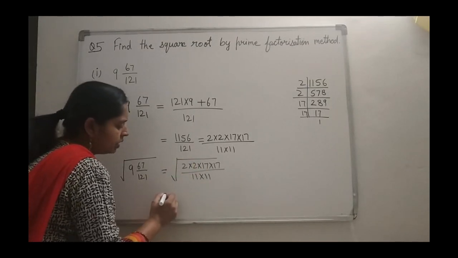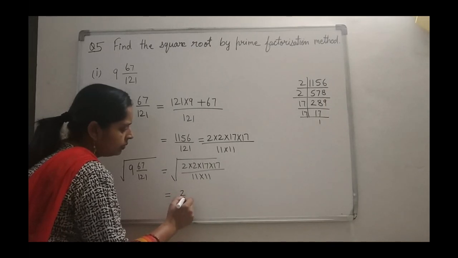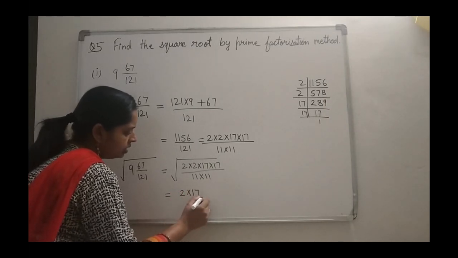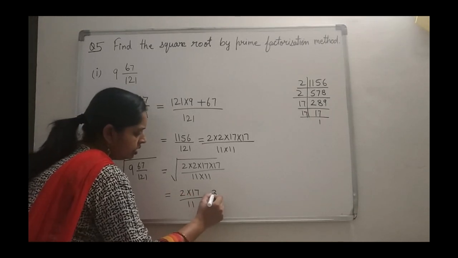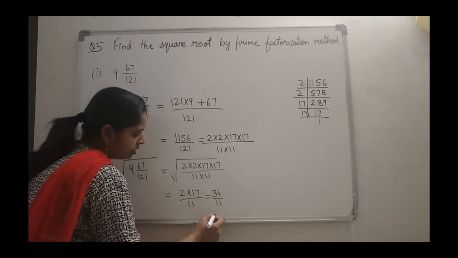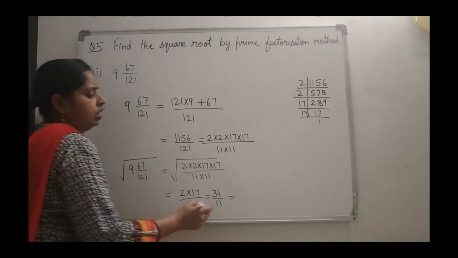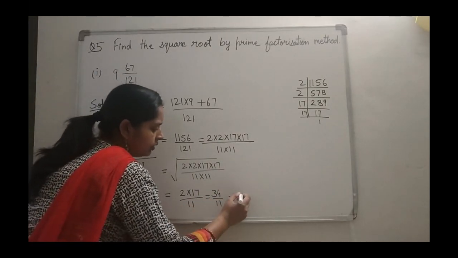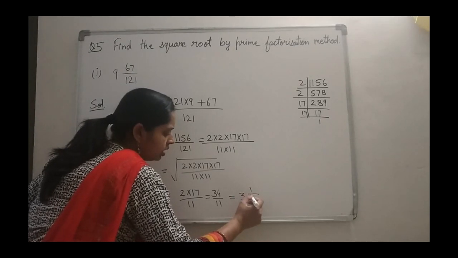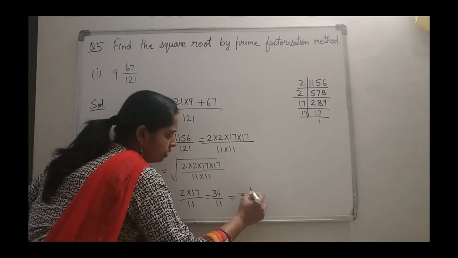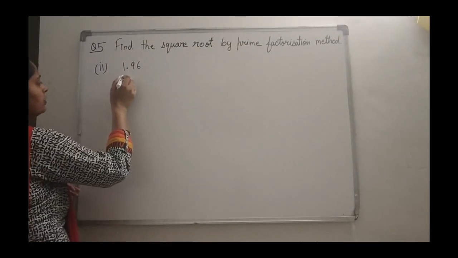So from each pair one term will come out. So for 2, one 2 will come out. Then 17 and 11. That is how much? 17 2s are 34 upon 11. That is the root value we got. And it is improper. So in mixed fraction we will write 11 3s are 33. What is left? Only 1. So 3 1 upon 11 will be your answer. Okay. Now see the second part.